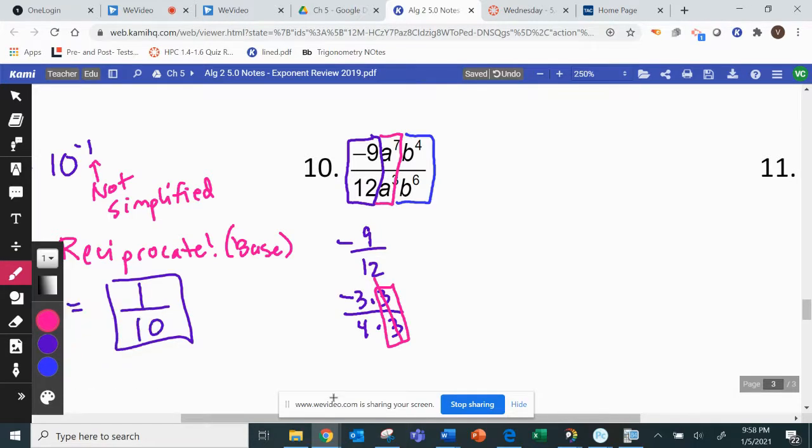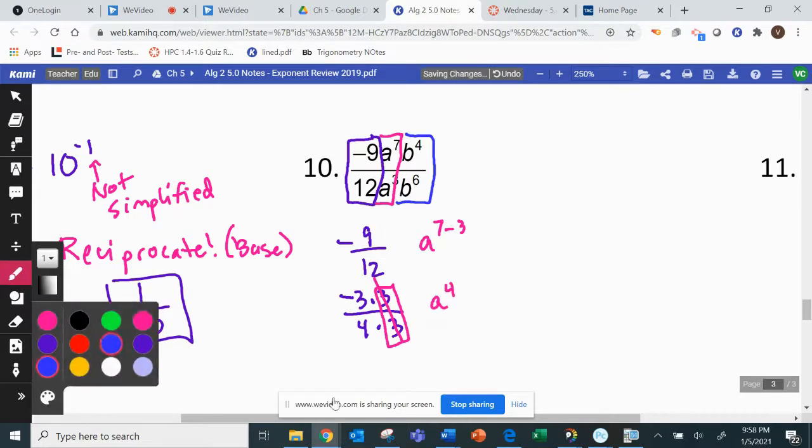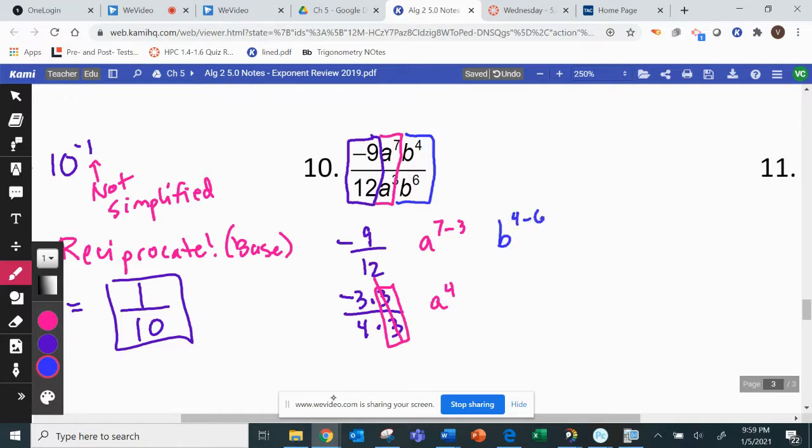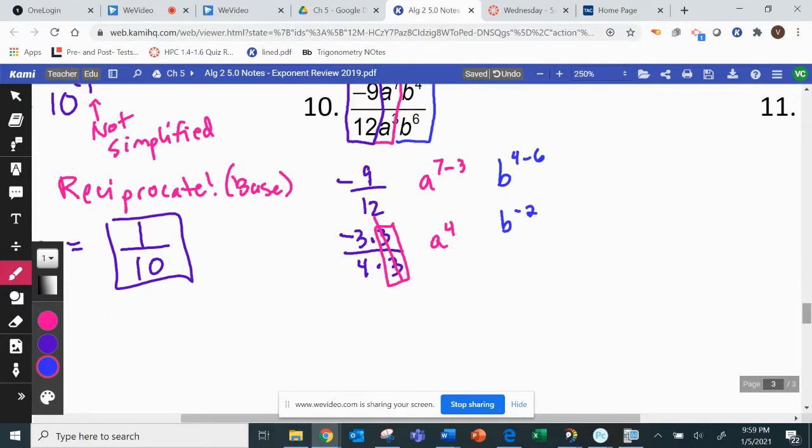So for the a's, we are dividing, so I'm going to subtract their exponents and I'm going to get a to the fourth. And then for the b's, we're dividing, so we're going to subtract the exponents, which gives me b to the negative 2. One more step for b to the negative 2. We can't leave it as b to the negative 2, so we have to reciprocate. So it becomes positive. This is going to be 1 over b to the positive 2.